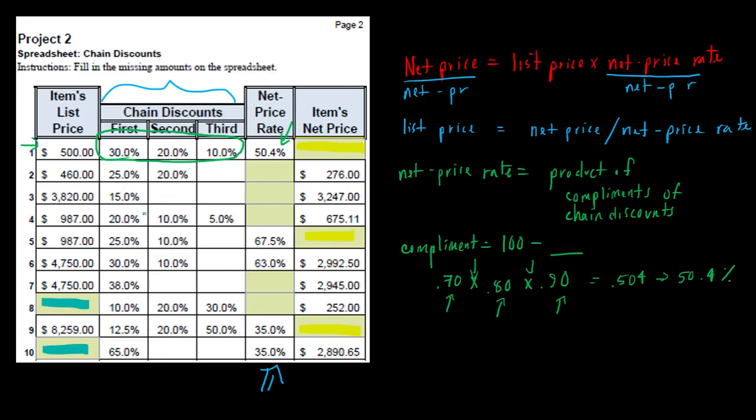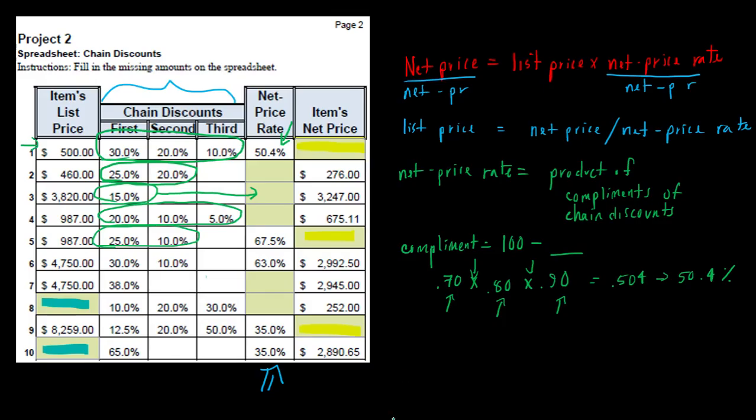So I'll do the same thing in line 2. Now there's only 2 chain discounts in line 2. That's okay. You'll just take the product of those 2 complements. Now on line 3, you see we've only got 1 chain discount. That's okay. That saves us a lot of time. The answer will simply be the complement of 15%. Line 4, we go back to having 3 chain discounts, so we know how to solve for those.